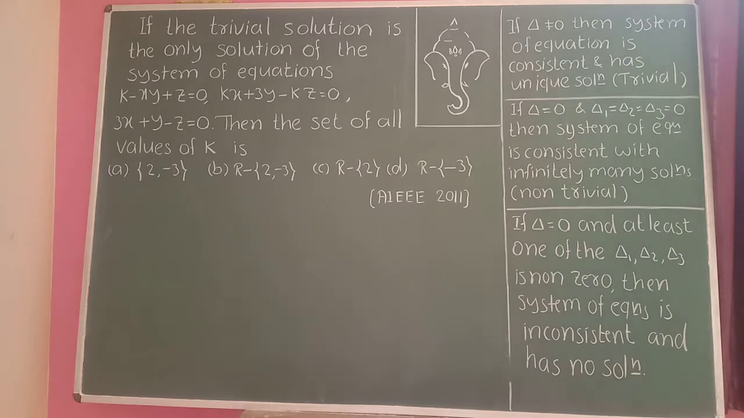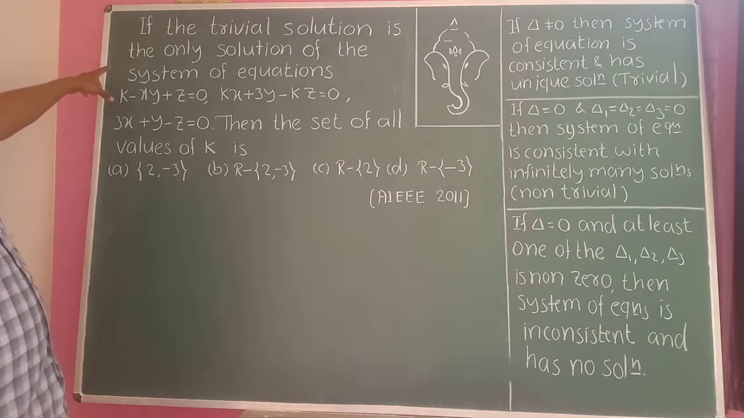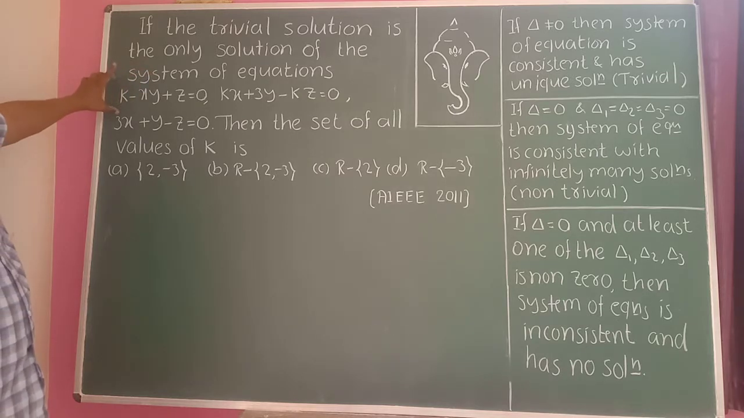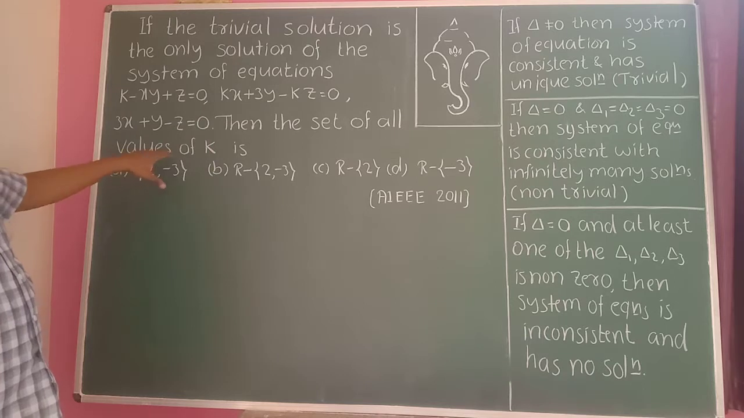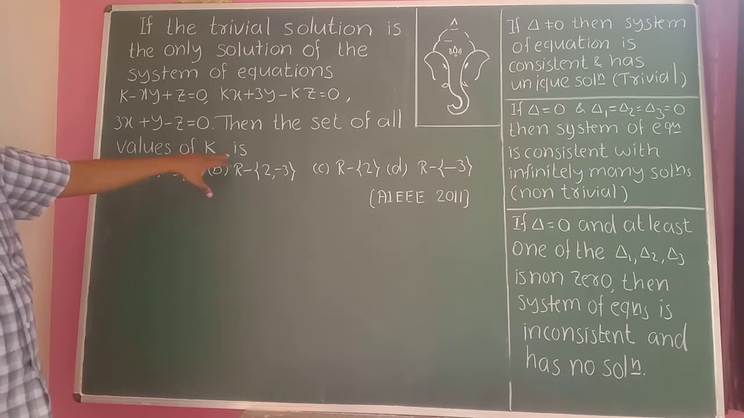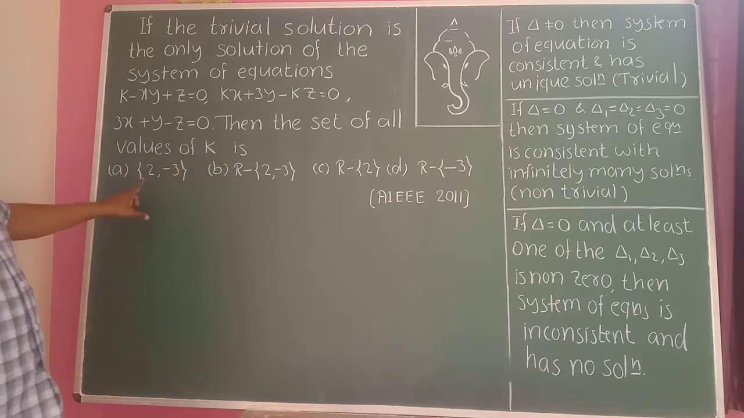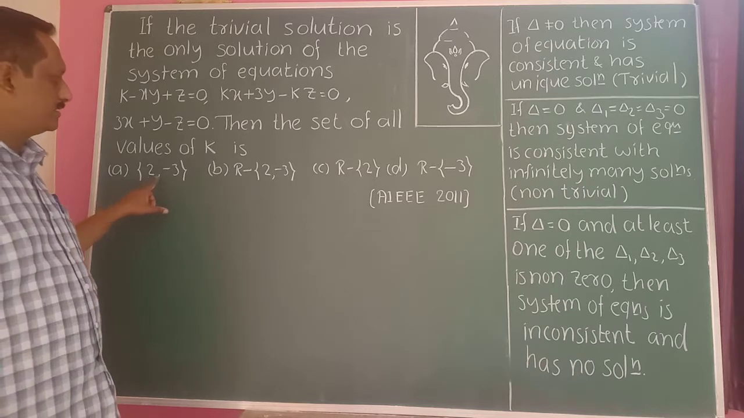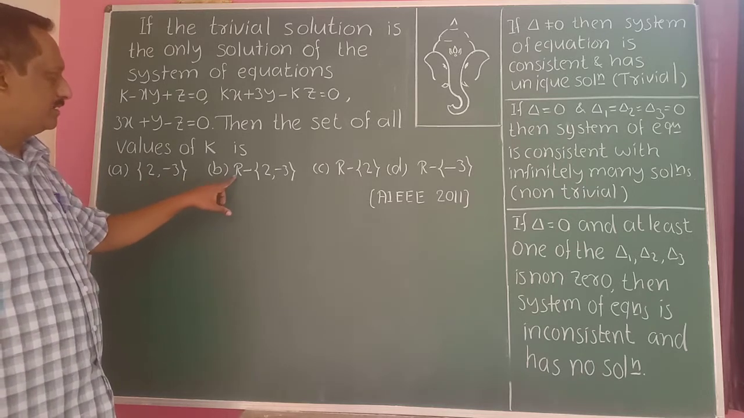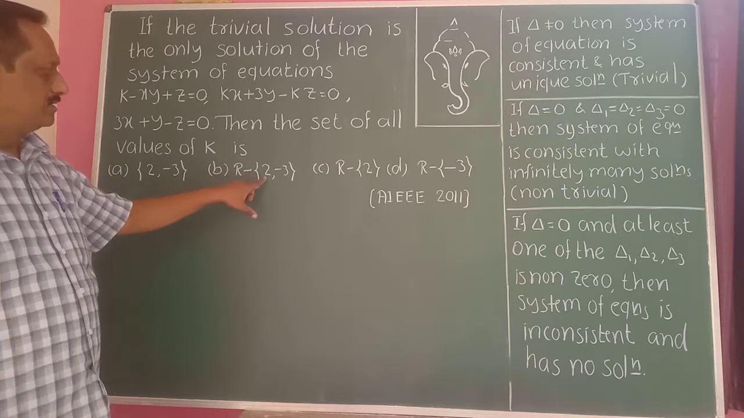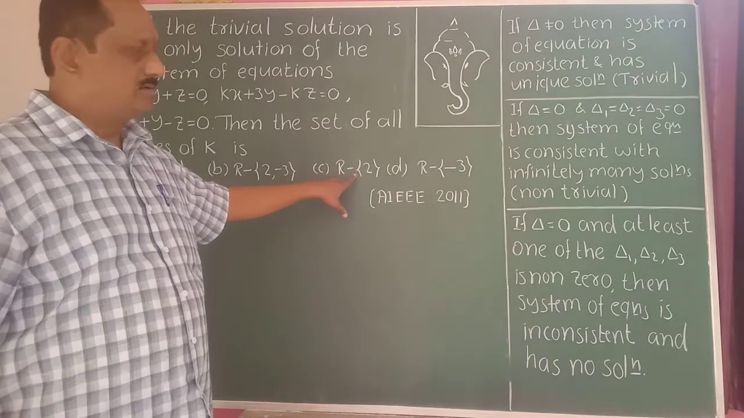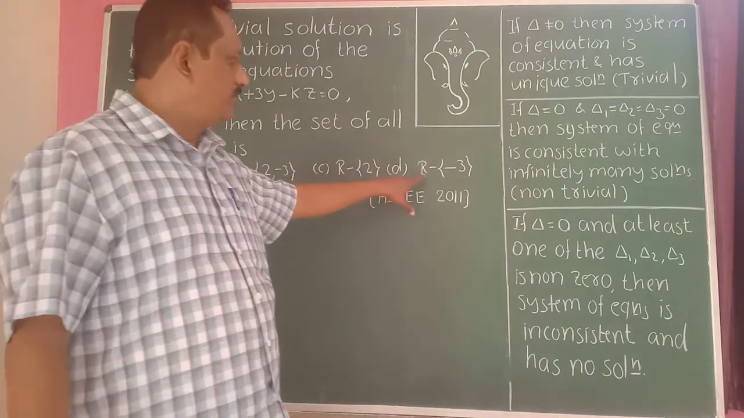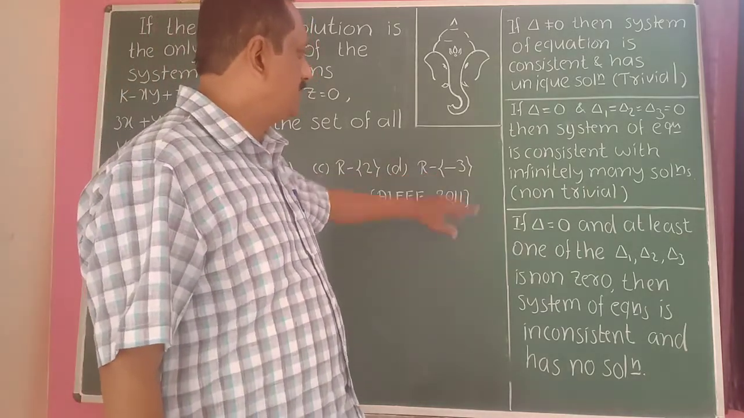Okay. If the trivial solution is the only solution of the system of equations here, then find the set of all values of k. First option is the set {2, -3}. Second option is R minus the set {2, -3}. Third option is R minus the set {2}. And the fourth option is R minus the set {-3}.